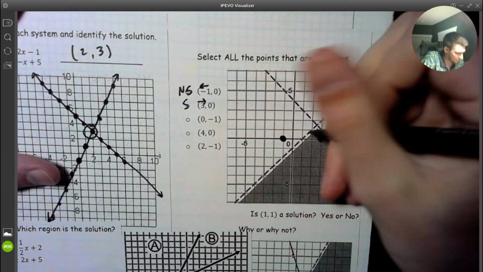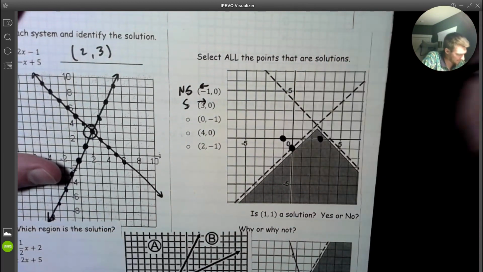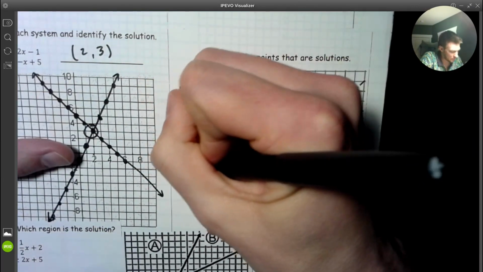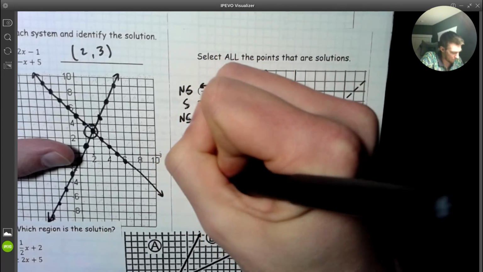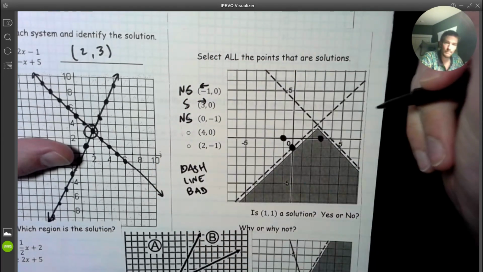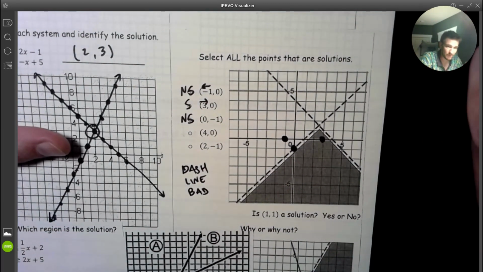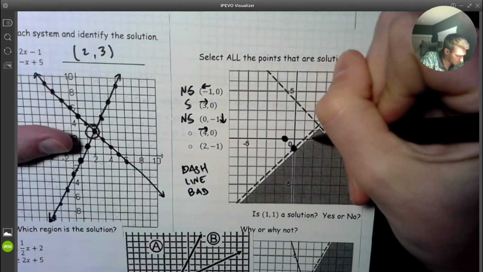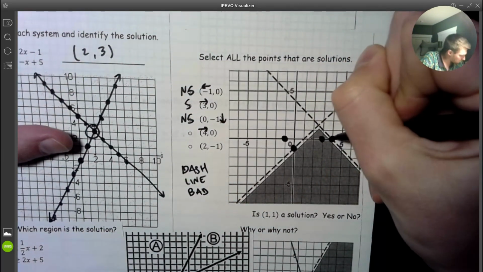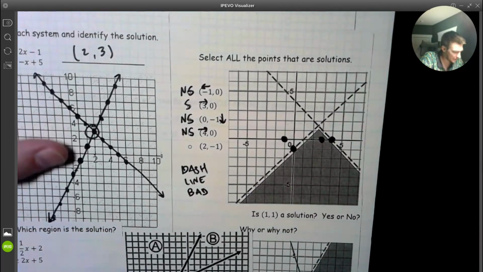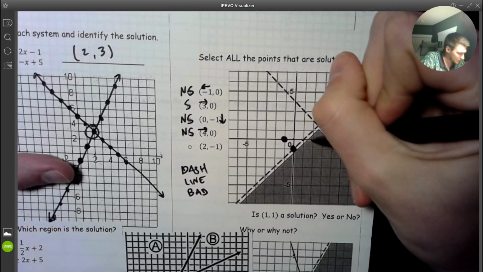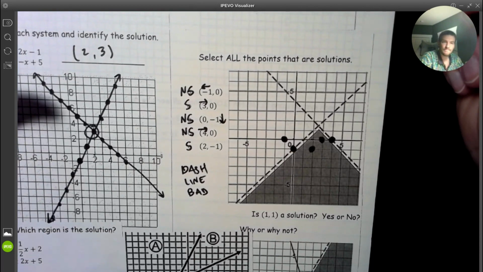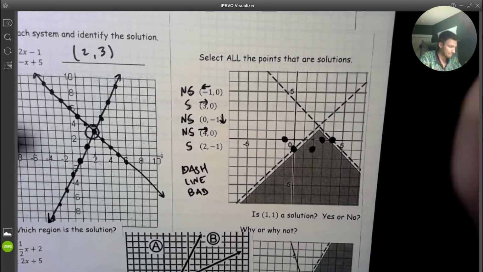Then we've got 0, -1. That's going to put me right here, straight on the dotted line. And I hope that you guys know, dash line bad. 4, 0 is going to put me to the right 4, so it's going to be 1, 2, 3, 4. And that's going to put me right back on the dash line. Bad. And finish it up with 2, -1. 1, 2, -1. There it is. Looks like a solution. All right, that wasn't too bad.